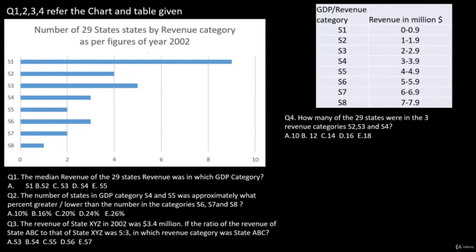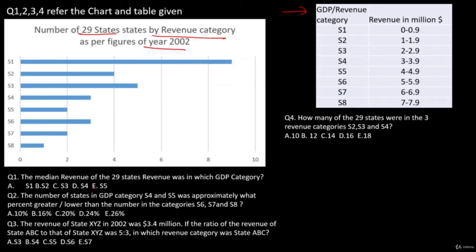Let's do this question. We are given a simple bar chart over here, and it reads number of 29 states by revenue category as per figures of the year 2002. And over here in this table, we are given the 8 revenue categories. Alright, pause the video, give it a try, and then let's discuss these 4 questions together. Alright, we are back. I hope you have given it a try. Let's discuss these questions together.